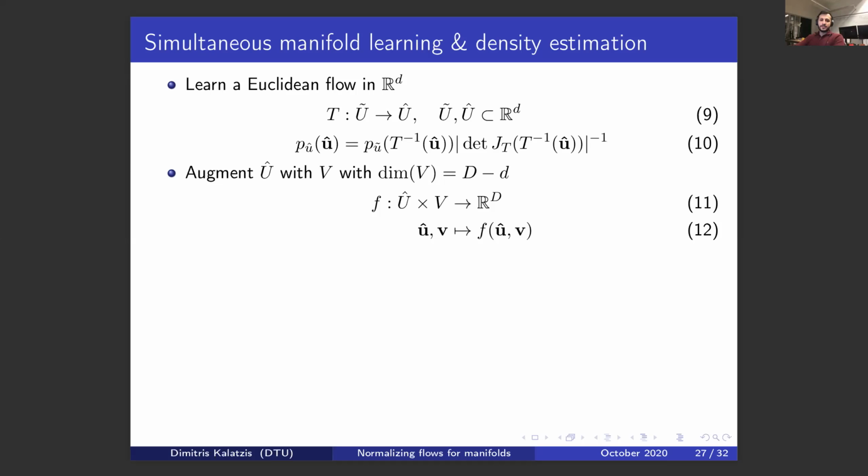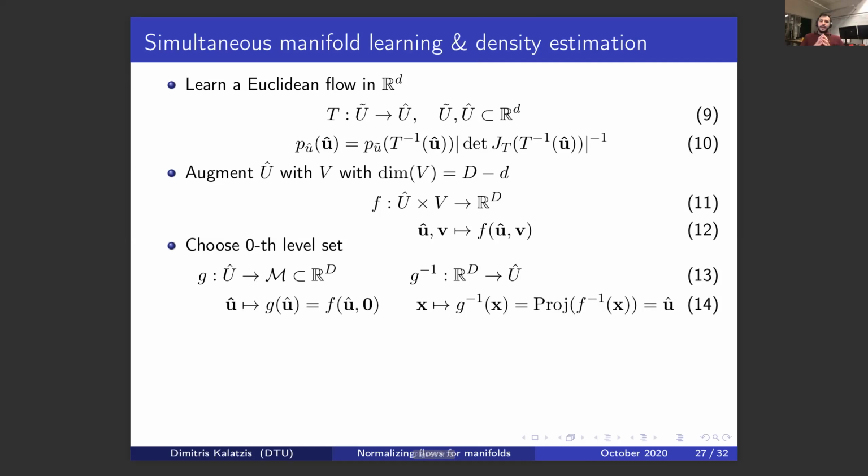That is a map that takes us from our chart U hat to the ambient space R^D, but in a way that preserves the topology of our manifold, and it is invertible in the subspace that is our manifold. We will construct a flow F that takes our augmented space as input and maps it to the ambient space R^D. The coordinates on the manifold we denote by U hat, while V denotes the off-manifold directions. Then to construct the embedding G, we simply zero out the dimensions in the V variable. To get the inverse of G, we first invert F and then project to the manifold coordinates.